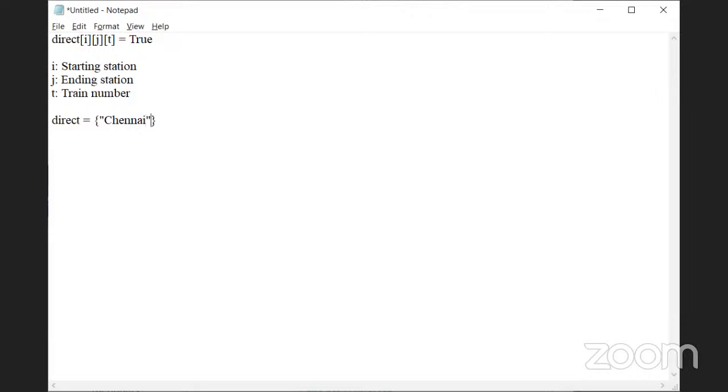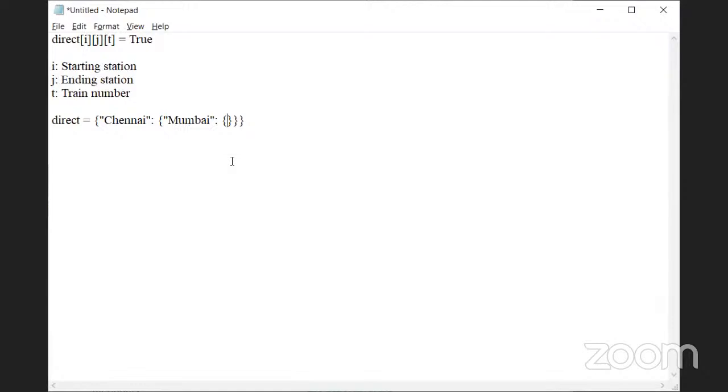Okay. So for that particular station, you have another dictionary, right? Let's say I'm checking between Chennai and Mumbai. So that's one possibility. In that, again, there is a dictionary. Why this dictionary? Because there is a possibility of multiple trains running from Chennai to Mumbai.